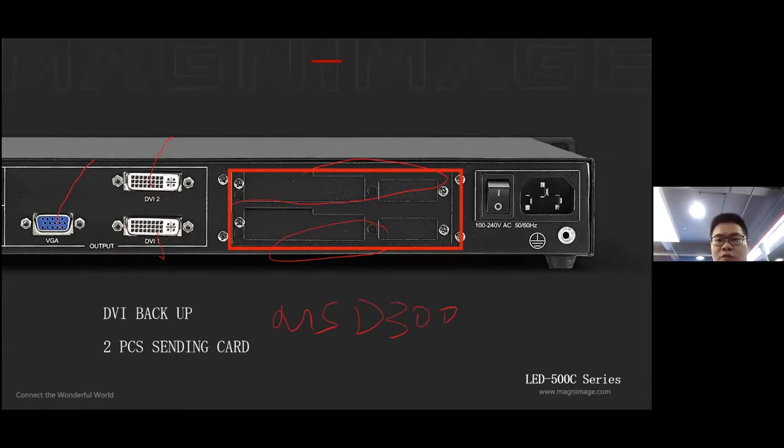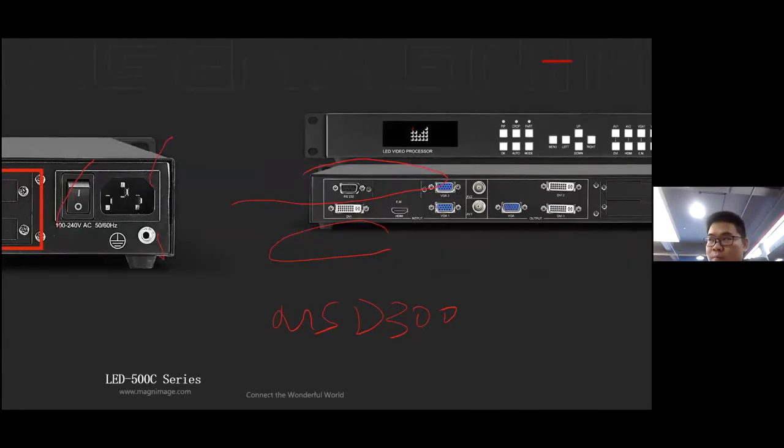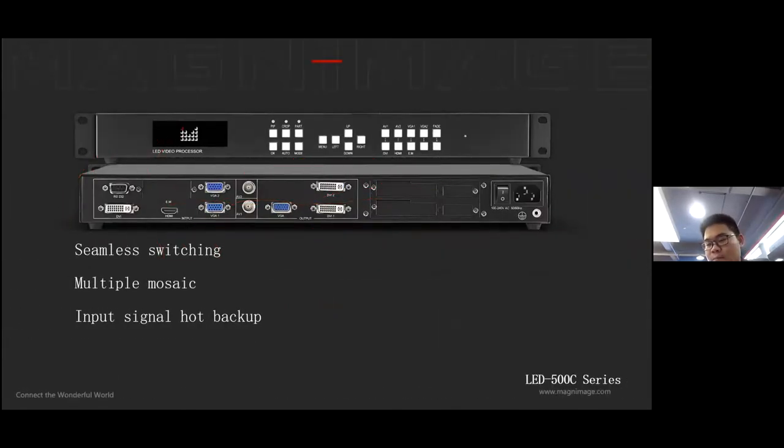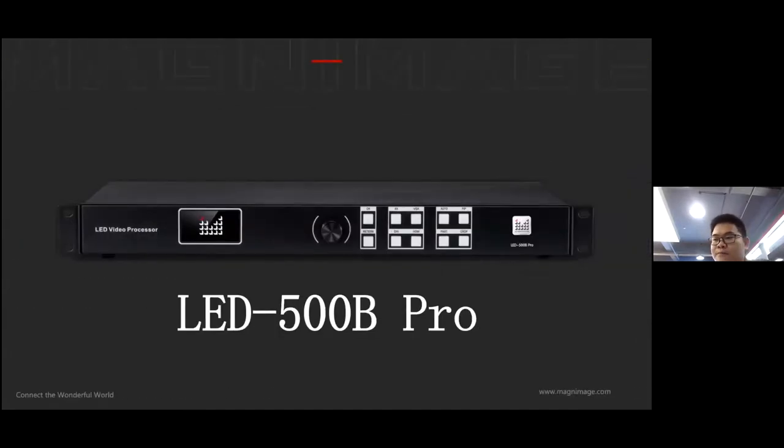Compared to the 550, this one cannot do EDID and customize the output resolution. But this one can do multiple mosaic, and also seamless switching and input signal hot backup. These functions are the same as the 550D. Mostly this one is used for fixed installation because it has a much lower budget. This is the very basic one.